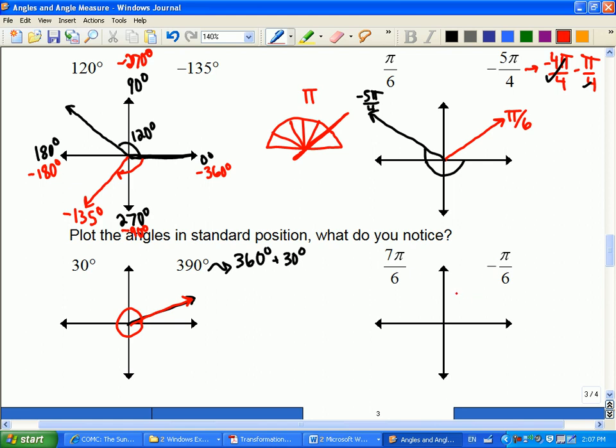Negative pi over 6, sorry, I got 7 pi over 6 first. So that's going to be, again, in my head, I split that into pieces like this so that I can move in semicircles. That's one semicircle plus a sixth of the semicircle. So 7 pi over 6 is here. And negative pi over 6 is going to be this one down here. So that's going backwards.